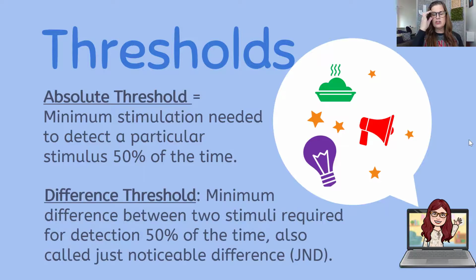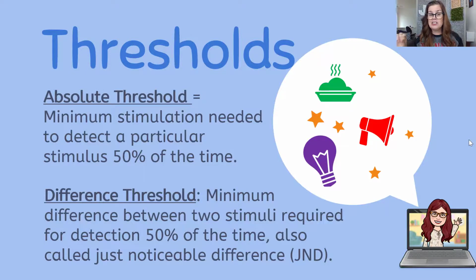Now the next term here is called difference threshold, and sometimes it's also called just noticeable difference. They're the same thing. The stimulus is already existing, but the difference threshold is the minimum difference between two stimuli required for detection 50% of the time.